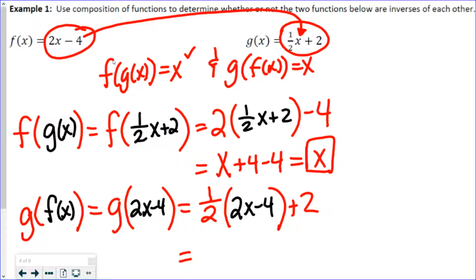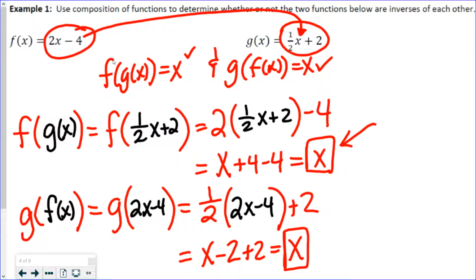1/2 times 2 is 1, so this would be 1x. 1/2 times negative 4, that's the same thing as negative 4 divided by 2, which is negative 2. And then the plus 2 drops down. Negative 2 plus 2 goes away, so I just have x. So now I've proved it in the other direction. Again, if you can show that f of g of x is equal to x, and g of f of x is also equal to x, these two are inverses. Not that they have inverses, but they are the actual inverses of each other.